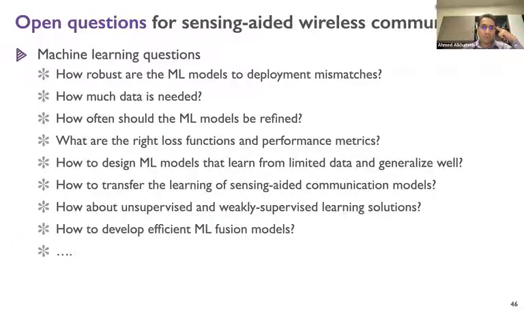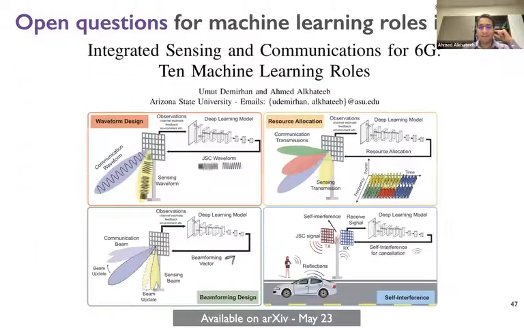And from the machine learning side, which is one primary goal of this data set, there are a lot of open questions in terms of how to design robust machine learning models and deal with deployment mismatches. We have different data sets, different scenarios, different locations and different orientations. I think we have sufficient variance in the data set that the community can start looking at some of these questions: how much data is needed to train and refine, how often should we refine the machine learning model, how to design more efficient data, how about transfer learning, unsupervised, weakly supervised learning, and so on.